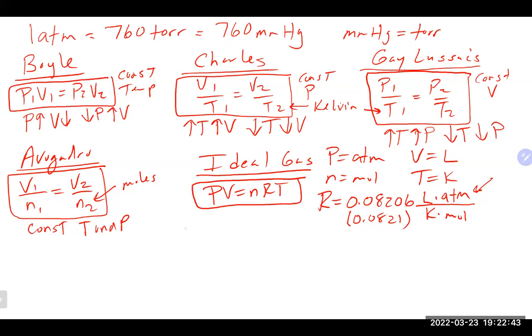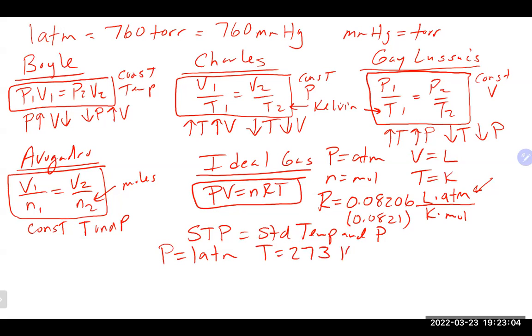There are also a couple of final relationships that we talked about. One was STP, and that stands for standard temperature and pressure. It basically is giving you two values. For pressure, that is 1 atmosphere. And for temperature, that is 273 Kelvin. So in a problem, if it says under STP conditions, those are what you would use for temperature and pressure. The temperature would be 273, and the pressure would be 1 atmosphere.